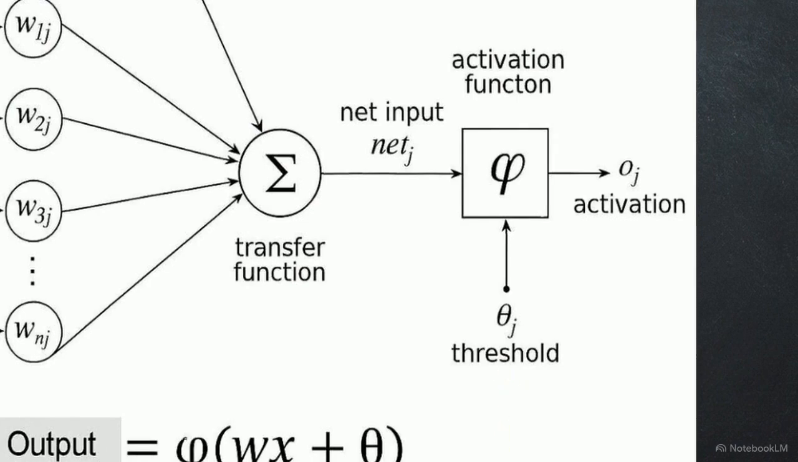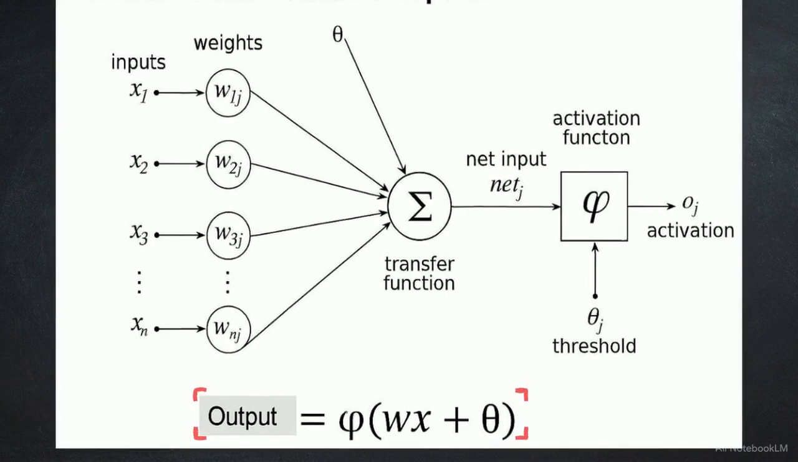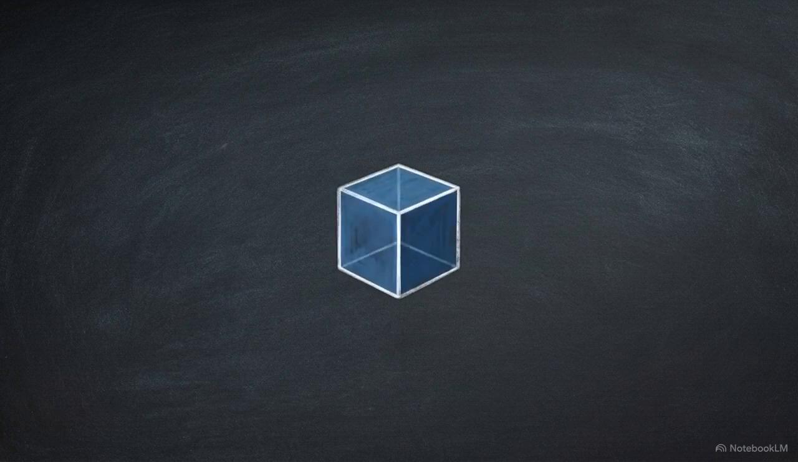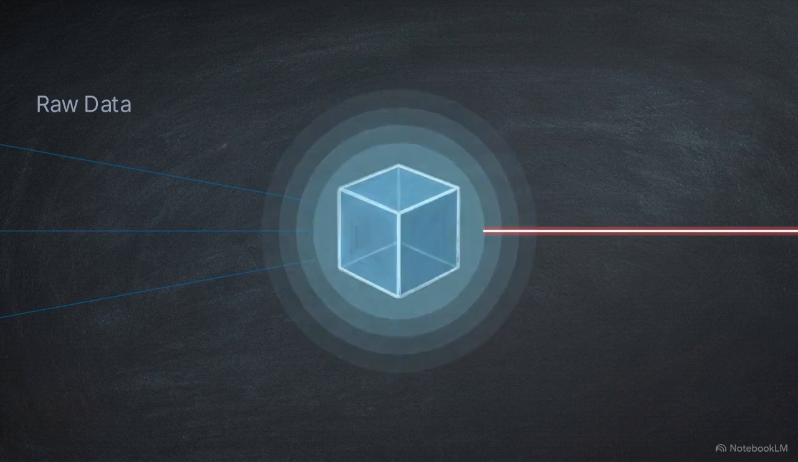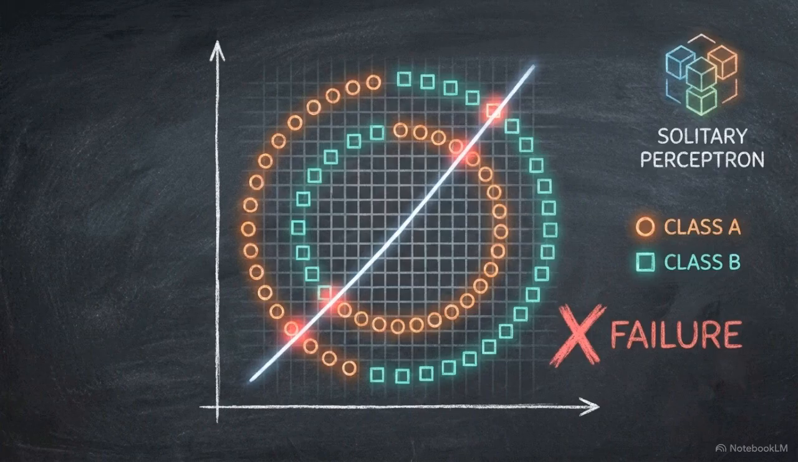We can express this entire sequence in a single formula. Output equals the activation function applied to the weights times the inputs, plus a bias threshold. This single perceptron is the foundational block of modern neural networks. It takes raw numerical data and transforms it into a decision based on learned importance. A solitary perceptron is limited to solving strictly linear problems. It fails when confronted with the complex, entangled data distributions found in real-world scenarios.